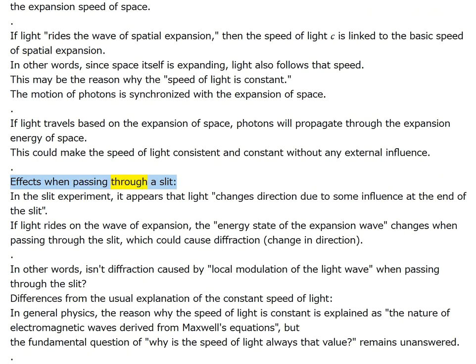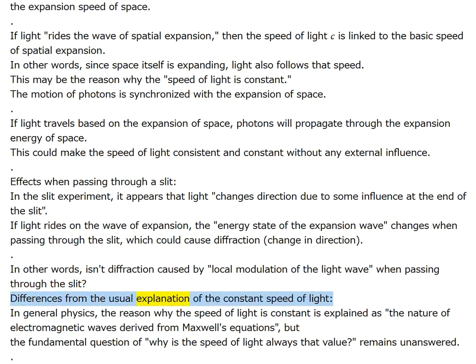Effects when passing through a slit. In the slit experiment, it appears that light changes direction due to some influence at the end of the slit. If light rides on the wave of expansion, the energy state of the expansion wave changes when passing through the slit, which could cause diffraction, a change in direction. In other words, isn't diffraction caused by local modulation of the light wave when passing through the slit?